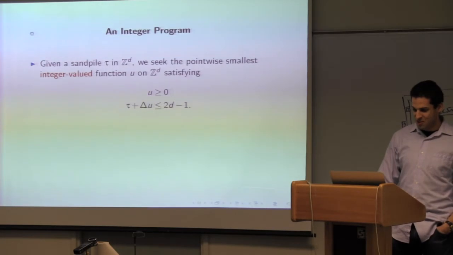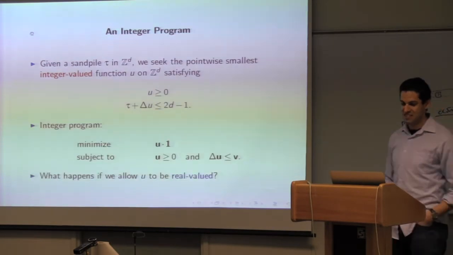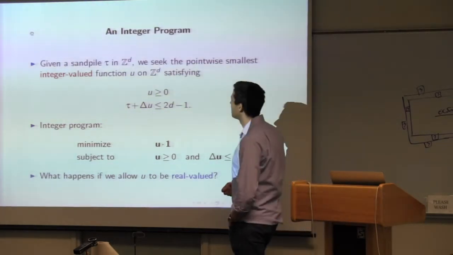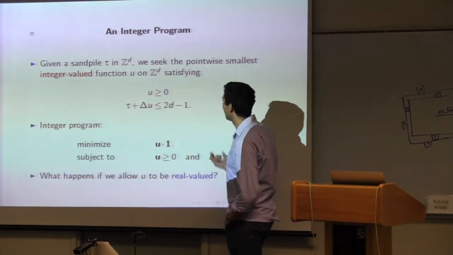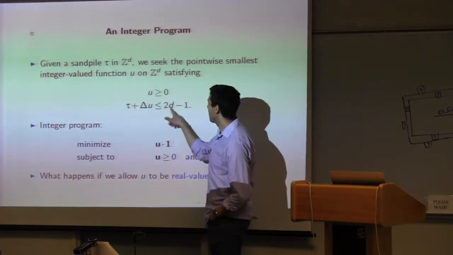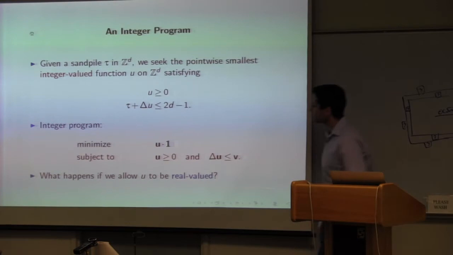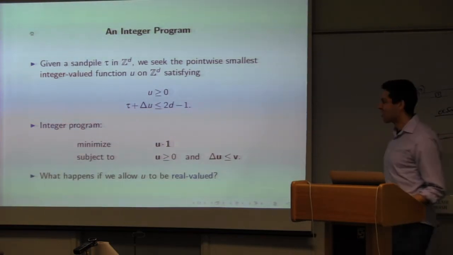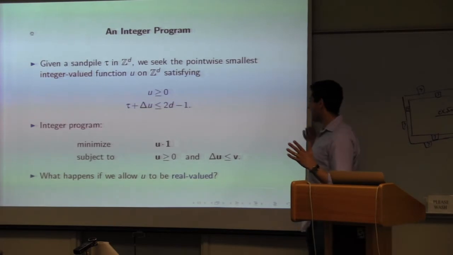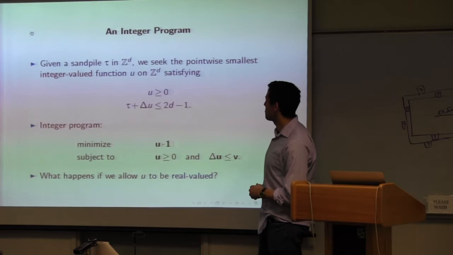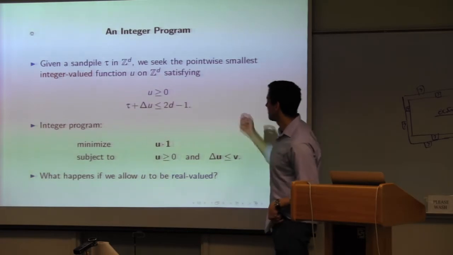So one way to think about this least action principle is as an integer program. We're looking for the smallest integer valued function on a lattice which is non-negative and has this upper bound on its Laplacian. Okay, and a good reflex to have when you see an integer program is to ask about its linear program relaxation. So suppose we drop the constraint that u is integer valued.